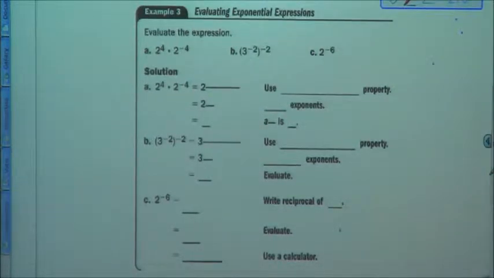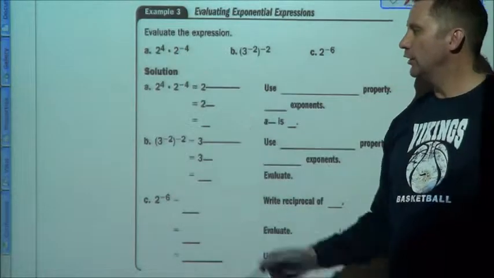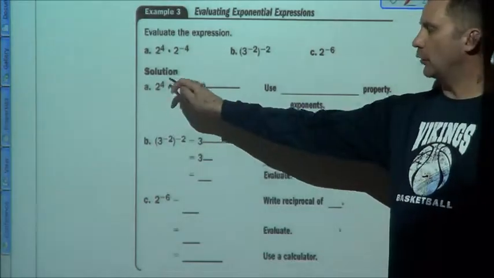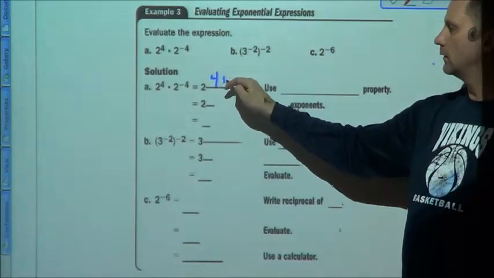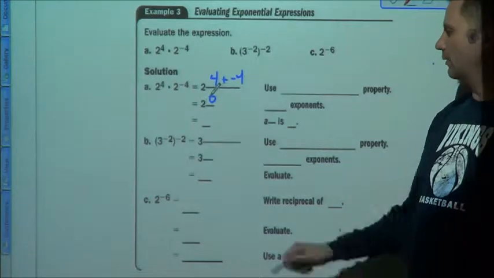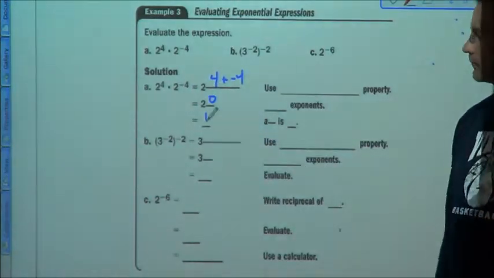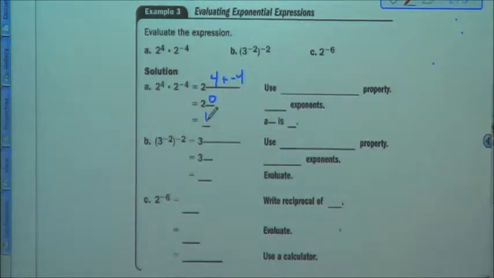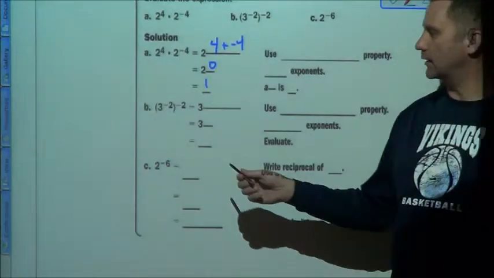Example 3, we've got 2 to the 4th times 2 to the negative 4. Now again, in 8.1 we learned if you multiply common bases, you add those exponents. So 4 plus negative 4 is 0. And what's any base to 0th power? 1.